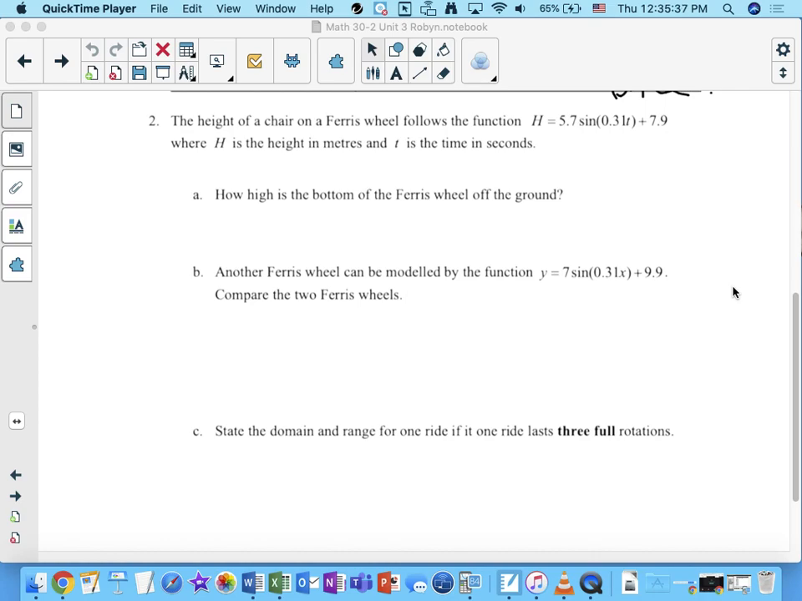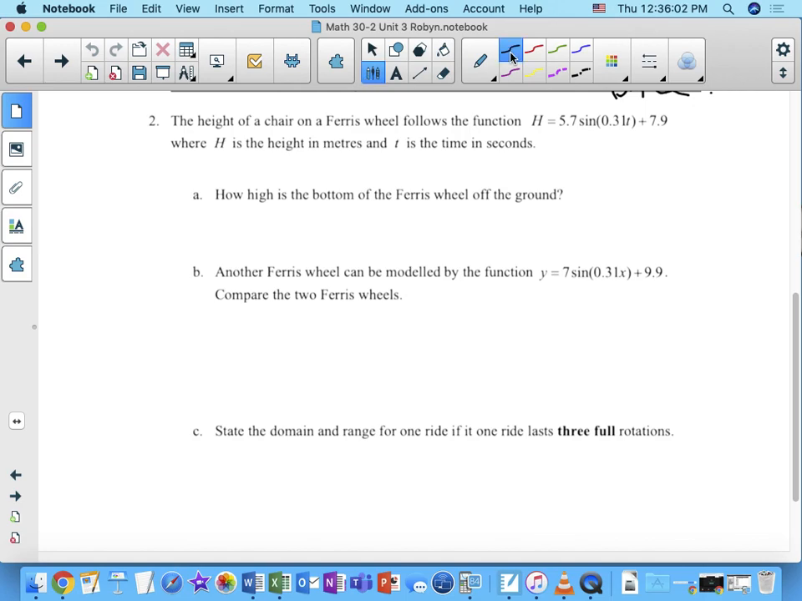Okay, so the height of a chair on a Ferris wheel follows the function h equals 5.7 sine 0.31 t plus 7.9, where h is the height in meters and t is time in seconds. How high is the bottom of the Ferris wheel off the ground? This is on page 52, in case you are just catching up to speed now.